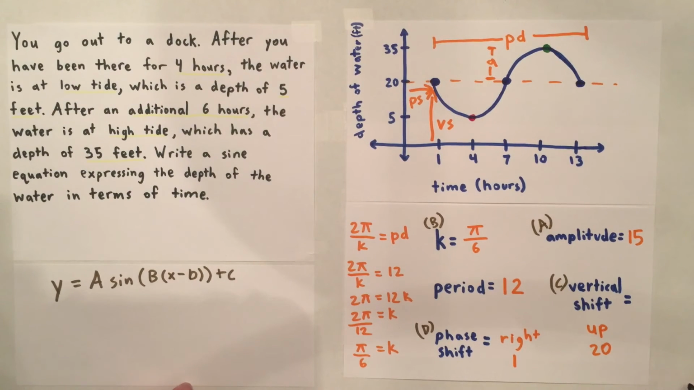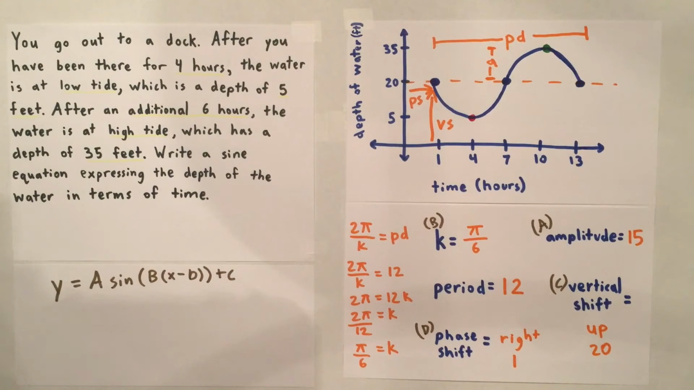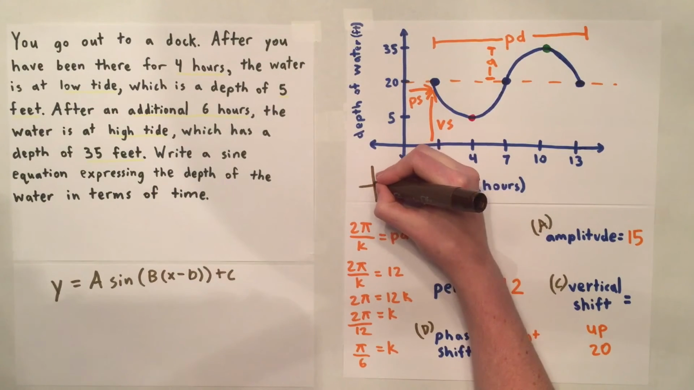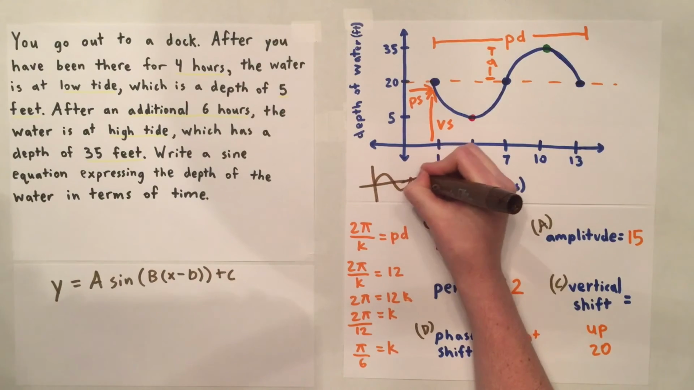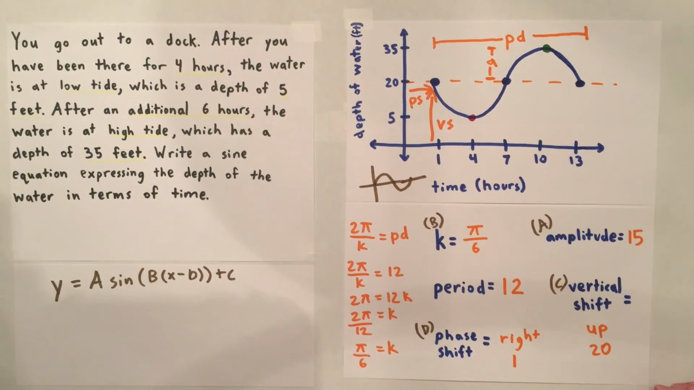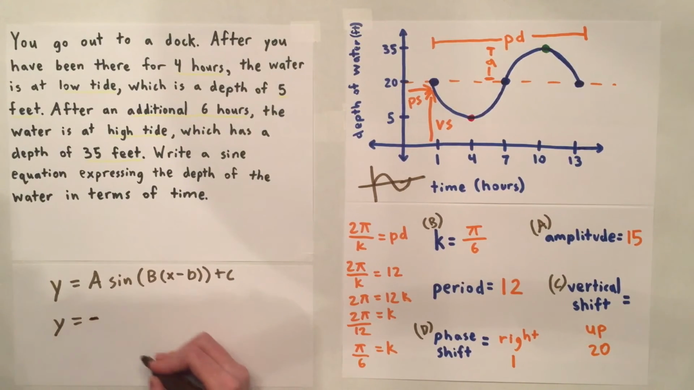One thing to note is that our function has been reflected over the x-axis compared to a typical sine function, which looks something like this, where it would go up first and then come back down. So our function will start with a negative to show this x-axis reflection. So here's our negative, and then we can just plug in the rest of the numbers.